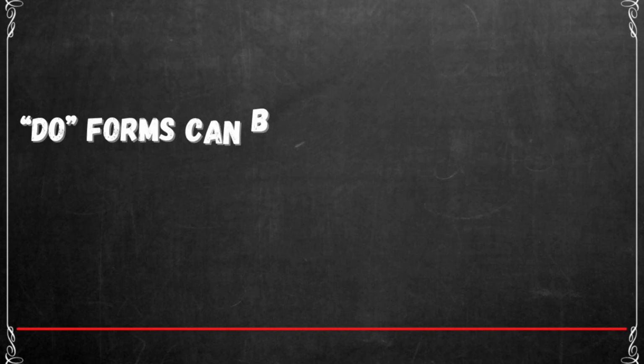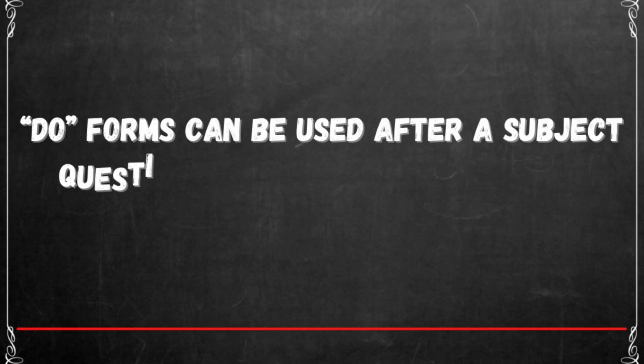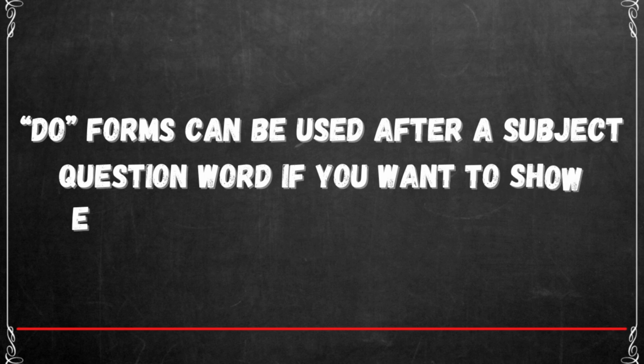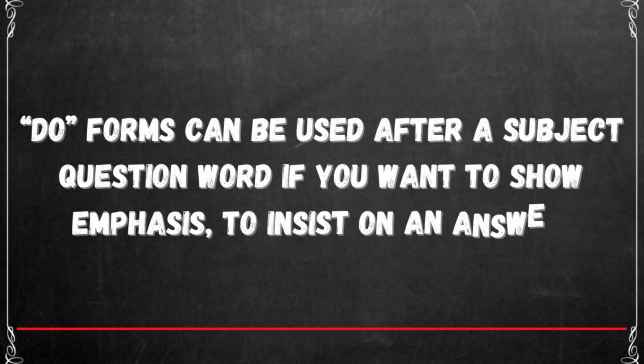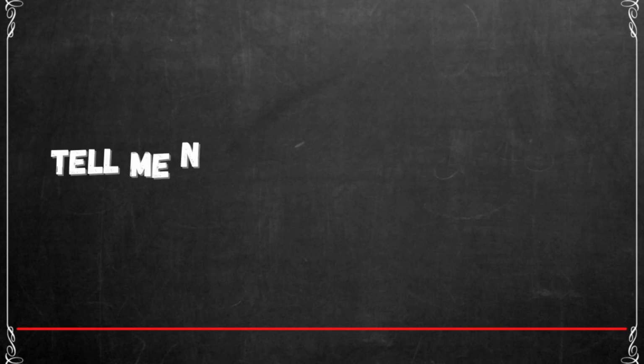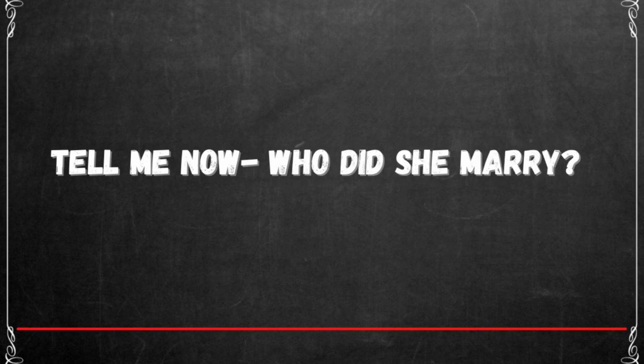Do forms can be used after a subject question word if you want to show emphasis, right? To insist on something, to insist on an answer. For example, tell me now, who did she marry? Right? I insist on an answer to my question. When a question word is the object of the question, do form is used.